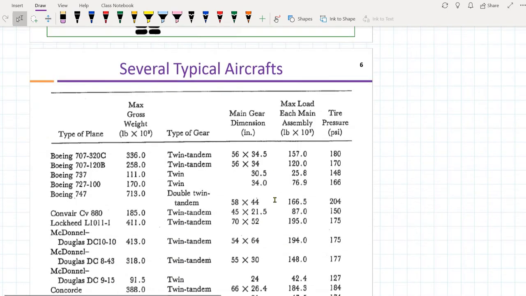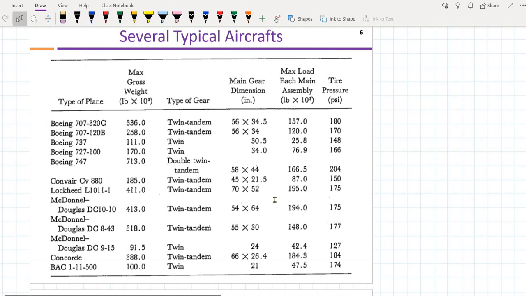Okay, so let's look at the typical aircraft weights. Here in this table, there are different plane types, and these are their commercial names. For example, all of these are Boeing aircraft. Boeing is an American company that manufactures passenger aircraft. And then there are some other companies here, for example Lockheed, McDonnell, and others. The weight is the maximum takeoff weight of the aircraft, and the gear type is given here. Okay, and some other dimensions, and the pressure.